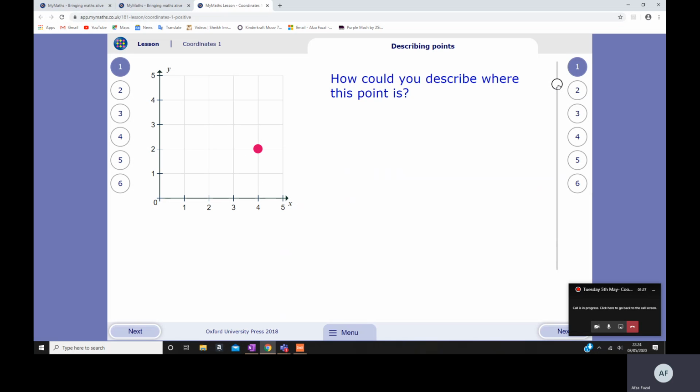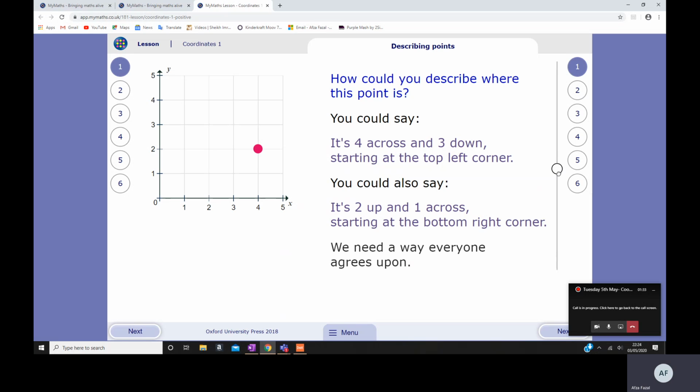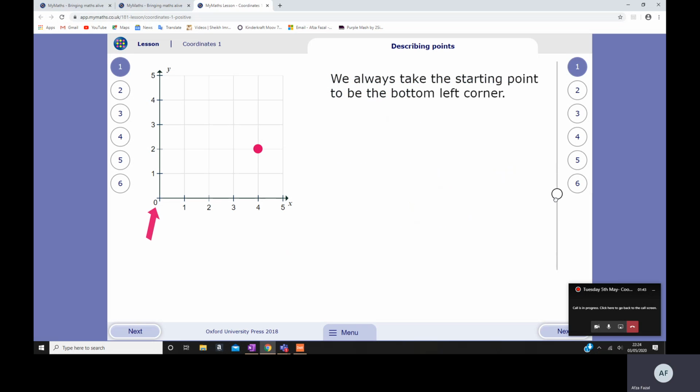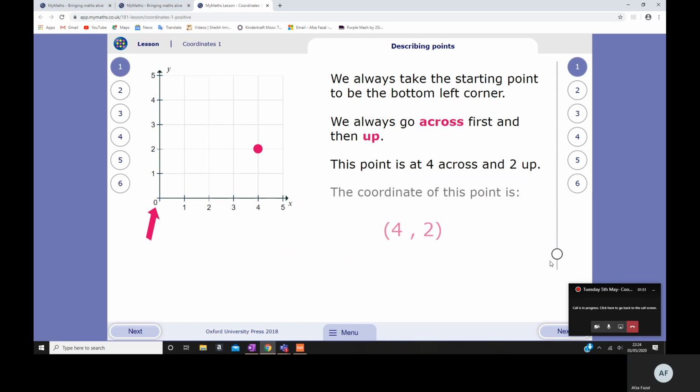So the way we'd write coordinates is like this. It's 4 across and 3 down from the left corner, or 2 up and 1 across starting at the bottom right corner. So we need a way that everyone agrees on. It's the way I explained it to you, which is you start at 0, across and then up. So across the corridor, up the stairs. Remember that, okay? So you'd write it like this.